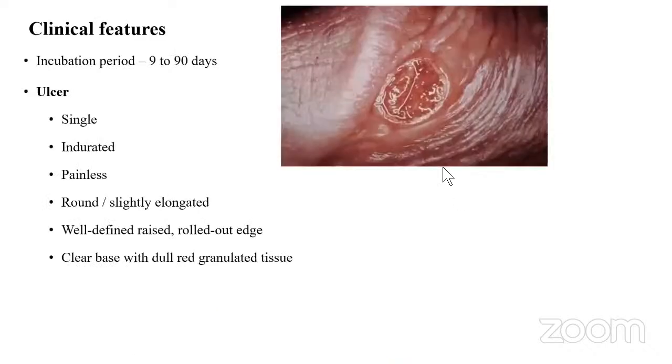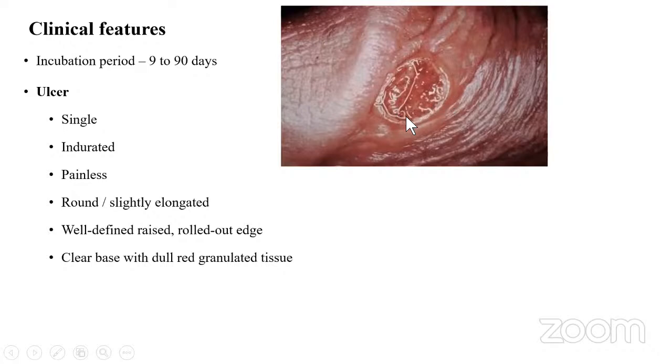So we talked earlier that syphilis has an incubation period of 9 to 90 days. After this incubation period, the patient develops a papule which ruptures to form an ulcer. This ulcer is usually single. On palpation, you see it is indurated. It's a painless ulcer. If you pronounce syphilis, it has the last three letters, L-E-S, similar to less. So syphilis, and it's painless. Okay. So it's a painless ulcer.